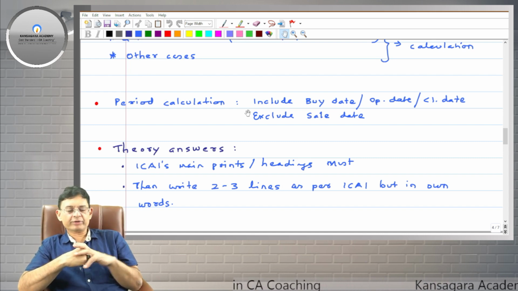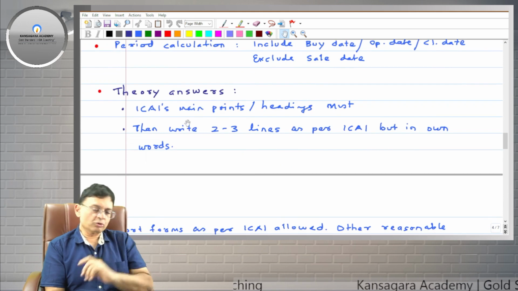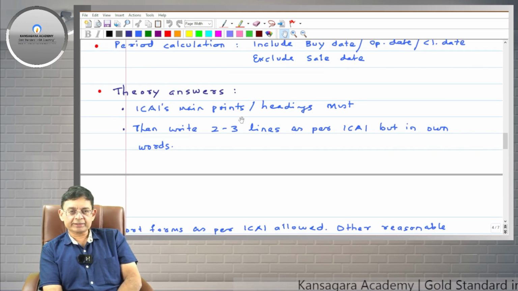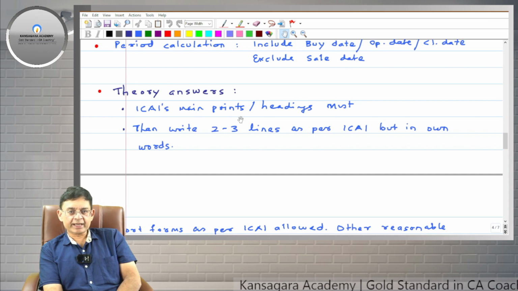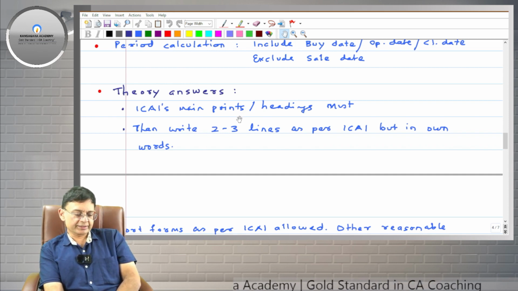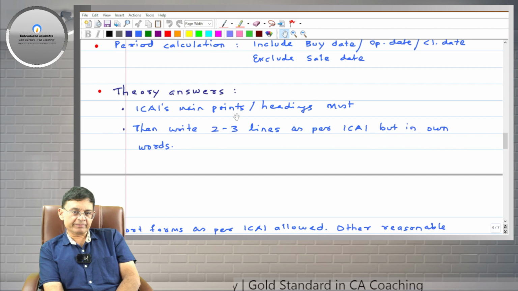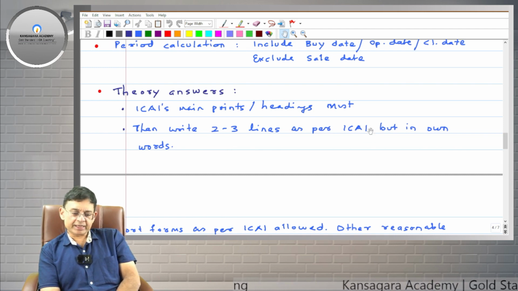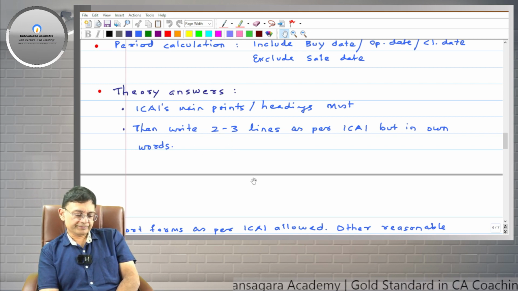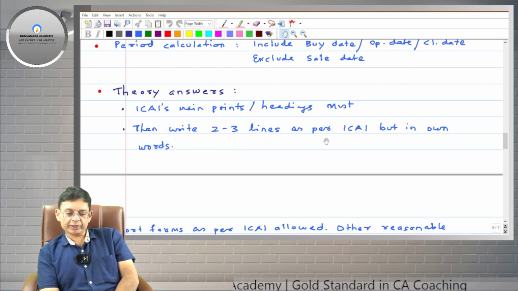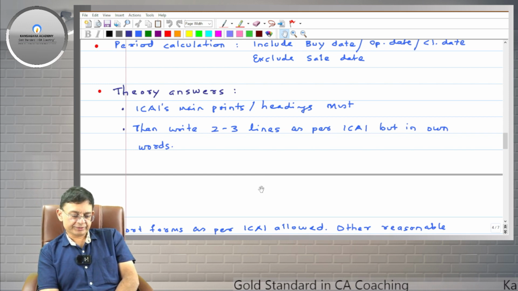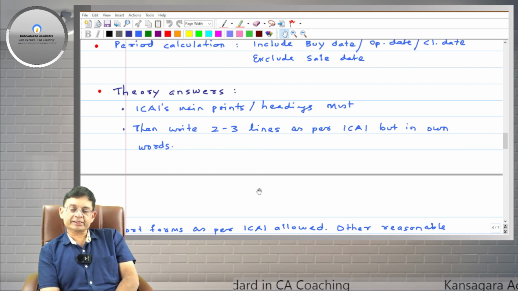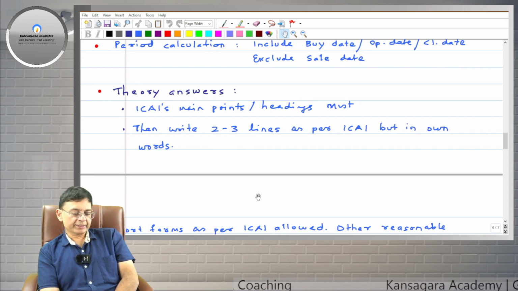Okay. Then in theory questions, students, the general rule is to always write ICAI's main points. Here, main means the points which are there in the ICAI study material or suggested answers. In our question bank, we have written the same points and headings. Then write 2-3 lines as per your mind, but in your own words. This will be enough, and you will get full marks. Theory questions are also quite scoring in AFM, students.